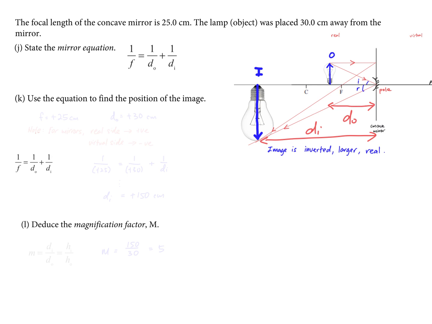So we know that f is equal to 25 centimeters. Now you should add the plus sign because the convention here is that for a mirror, anything on the left hand side or on the real side will be positive, and anything on the virtual side will be negative. Now do take note that sometimes during your NCEA exams, they like to flip it, where the real side is on the right hand side while the virtual side is on the left hand side.